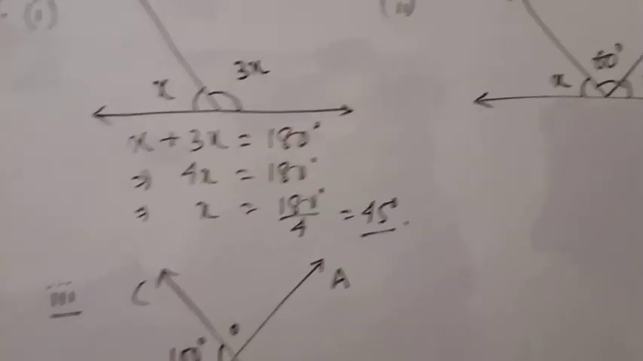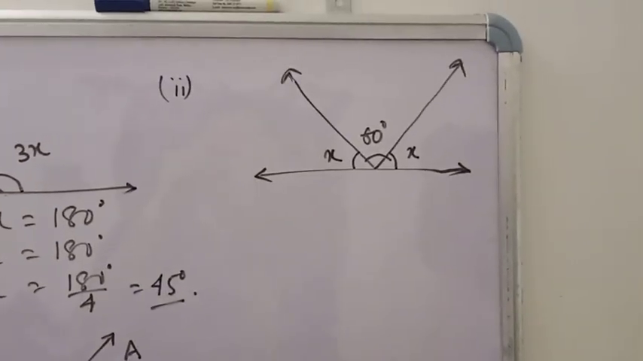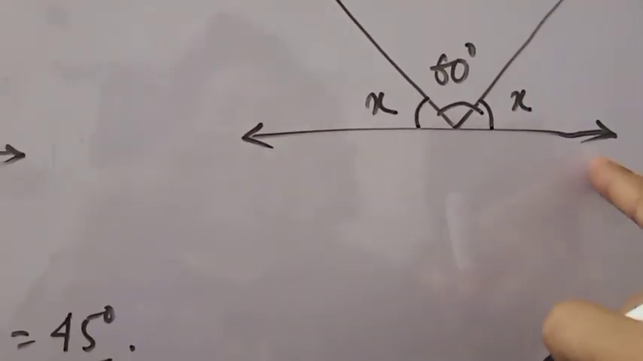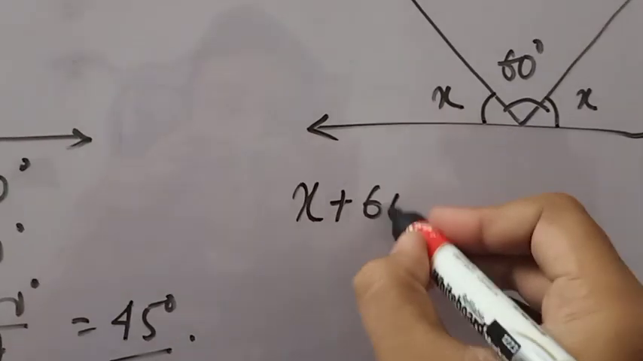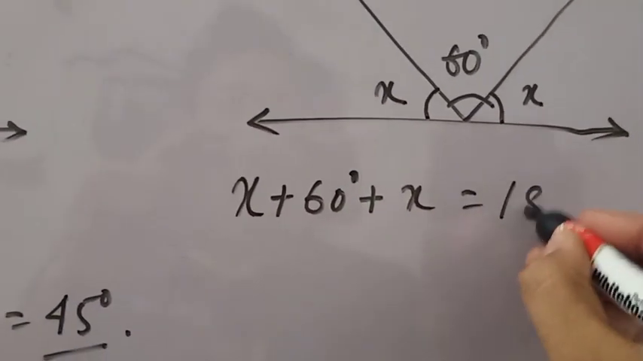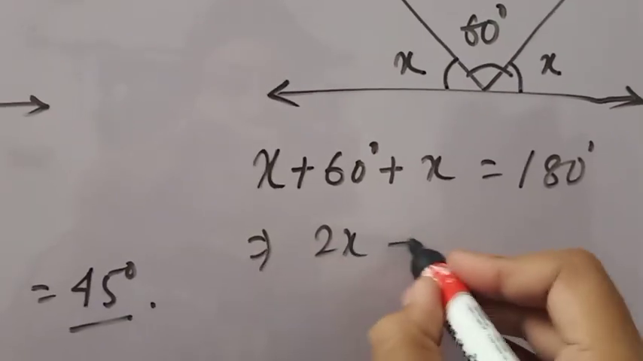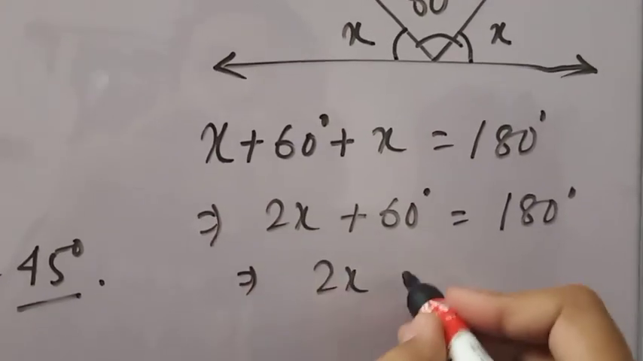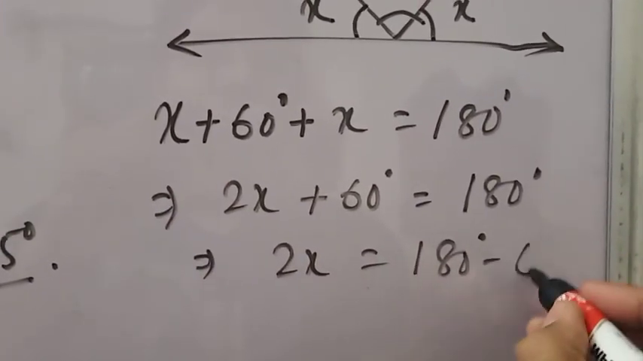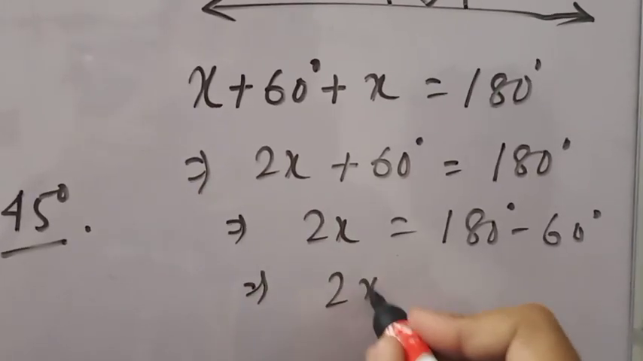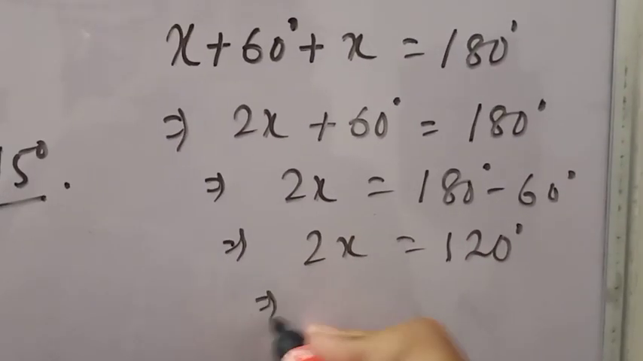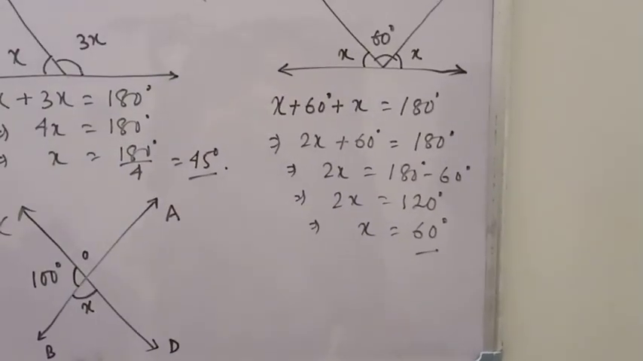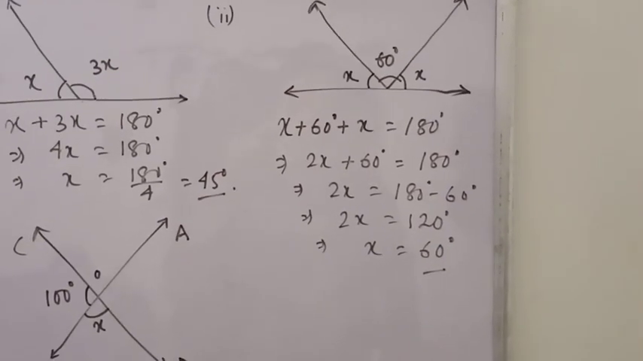Now next one, see that in the figure 2x are given and 60 is given. This is a linear pair. So x plus 60 plus x equals to 180. So that means 2x plus 60 equals to 180. 2x equals to 180 minus 60. 2x equals to 120. So x equals to 60 degree. Simple calculation is there. You have to find the value of x.